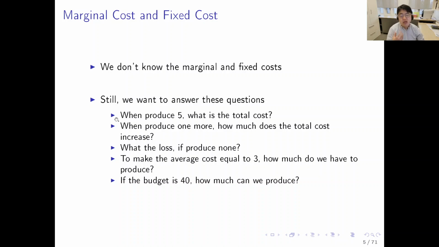Actually, your question is: when you produce 5 units, what is the total cost? When you produce one more unit, how much does the cost increase? What is the loss if you do not produce anything? And you want to make an average cost less than $3. How much do you have to produce? If your budget constraint is $40, how much can you produce?